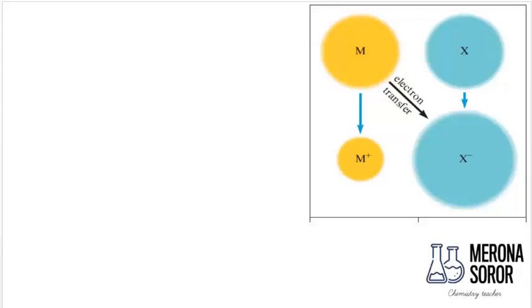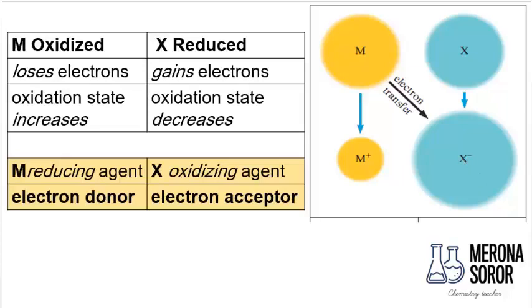As an example, if a chemical reaction occurs between two elements, M and X, what will happen when one or more electrons are transferred completely from element M to element X? M will change into a positive ion, but X will change into a negative ion. This is the redox reaction. We can summarize this chemical reaction in this table.